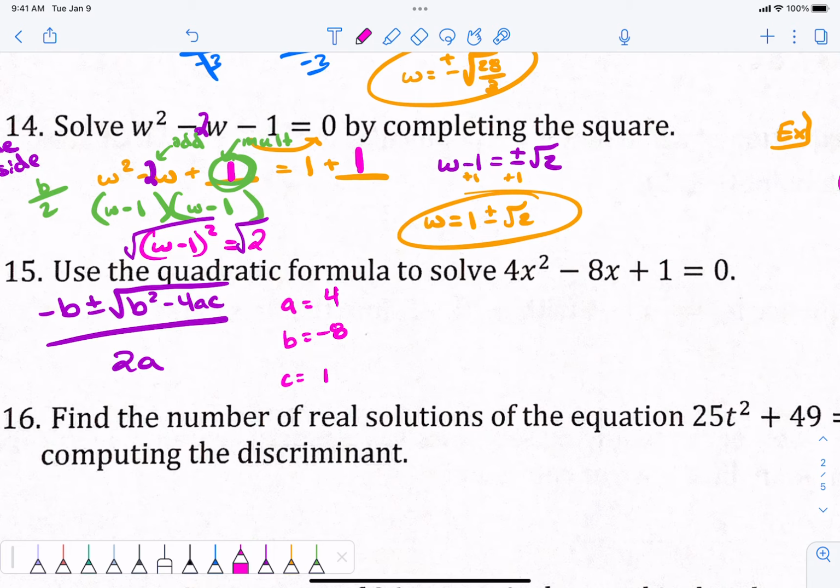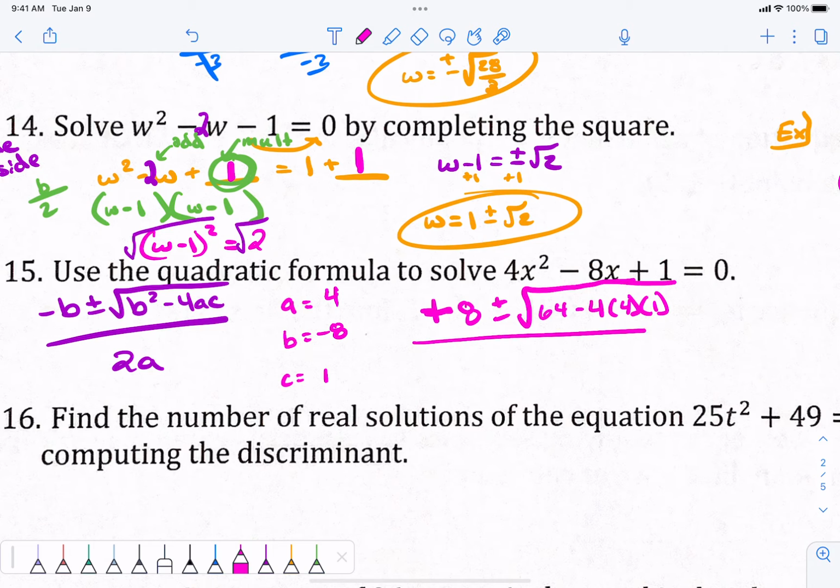Negative b, negative 8, is positive 8. So plus 8 plus or minus the square root of b squared, which is 64, minus 4a c, which is 16, all over 2 times 4.